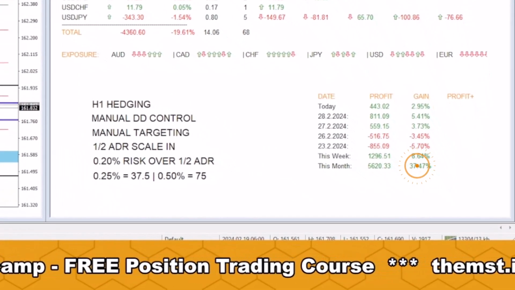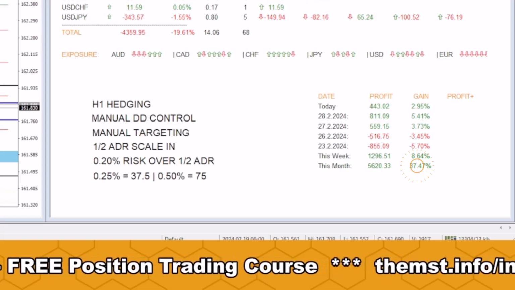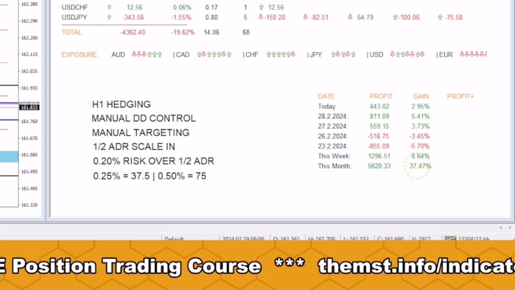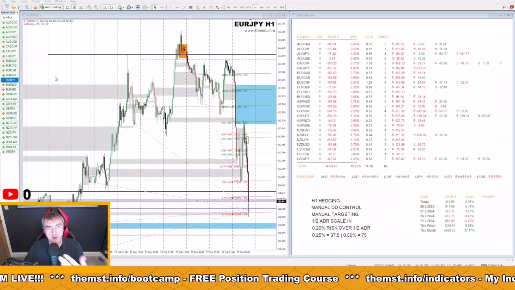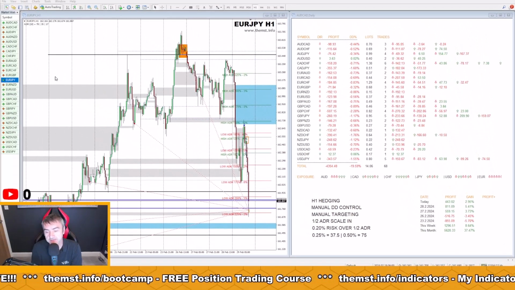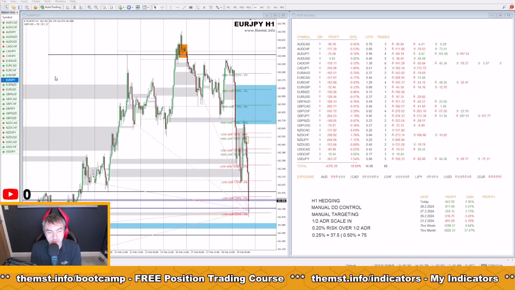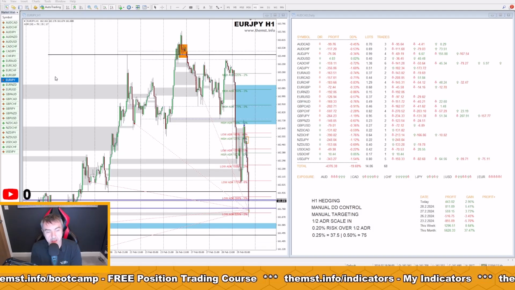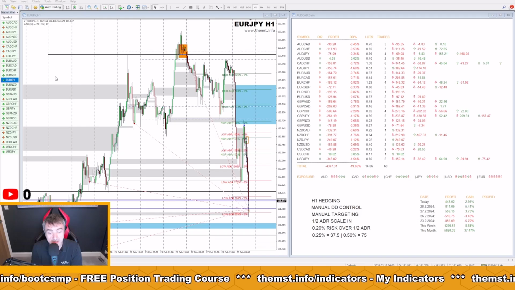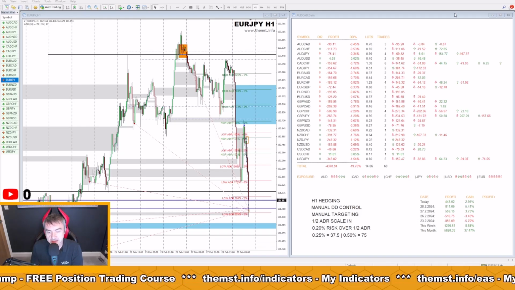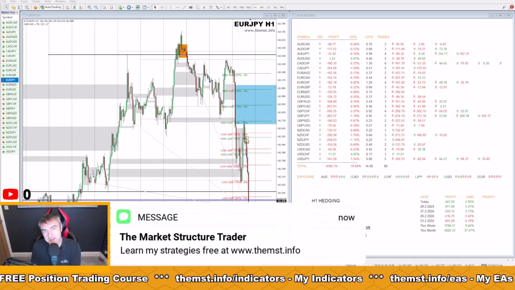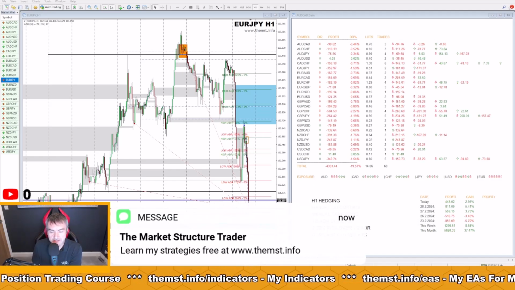We banked 37.47% gain on the account this month. Still sitting in drawdown, which is usual for hedging. Hedging has always got a position on in the opposite direction, but fantastic result. We've got a great squeeze going on at the moment on the yen. So just got out of a little bit more profit on that today. So that's the hedging account. I'll go through these strategies in a minute in a little bit more detail.